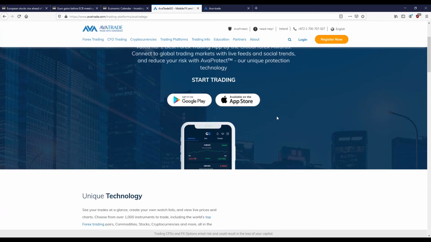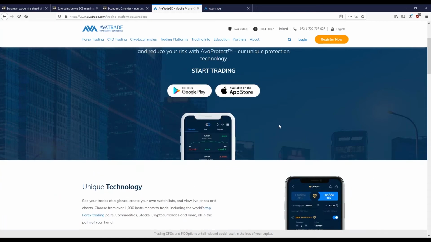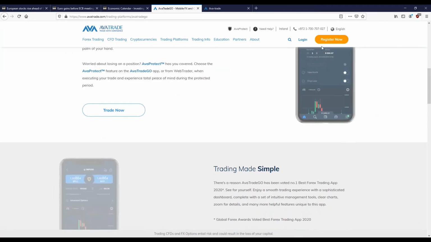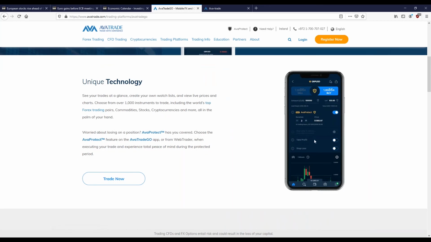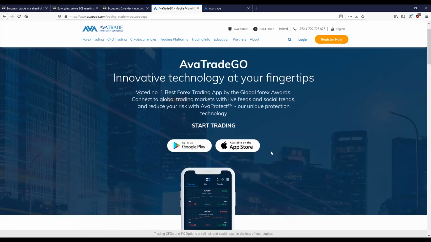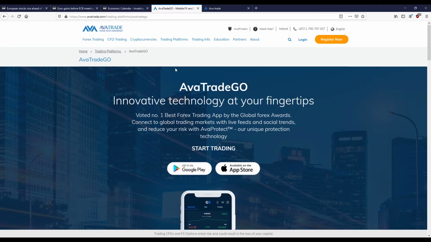You'll see what I show you on our Web Trader platform here in a moment is also on the app. You'll see the same features, Ava Protect, the take profit, stop loss features where it calculates exposure for you, etc. All of that's on the mobile app as well, and you can find it here on our website to download from your app store.